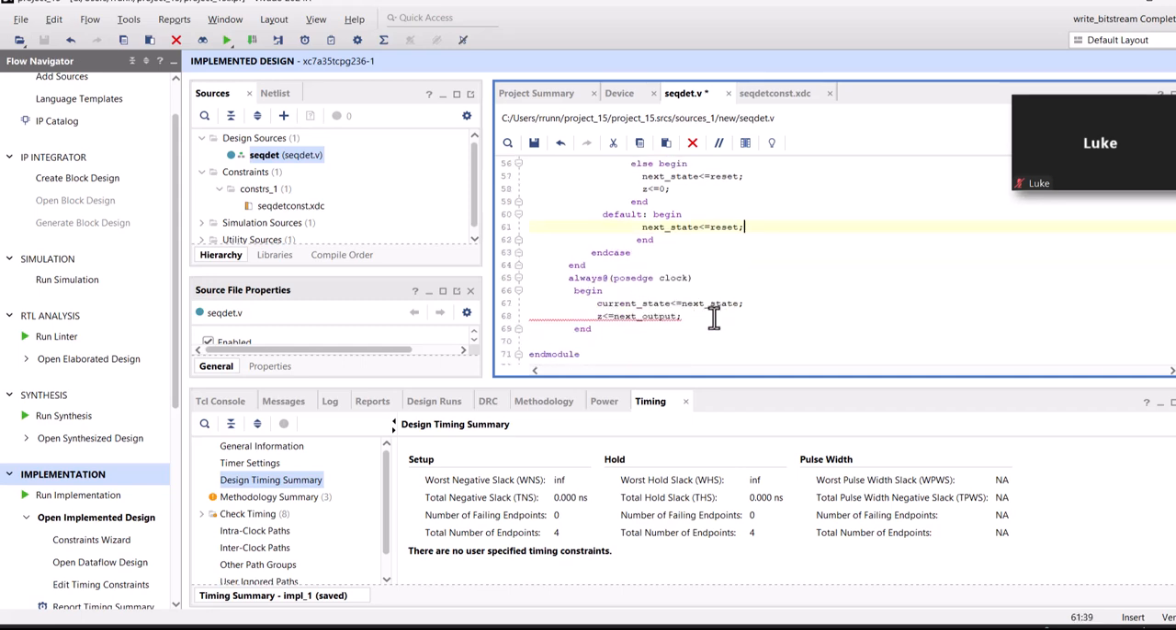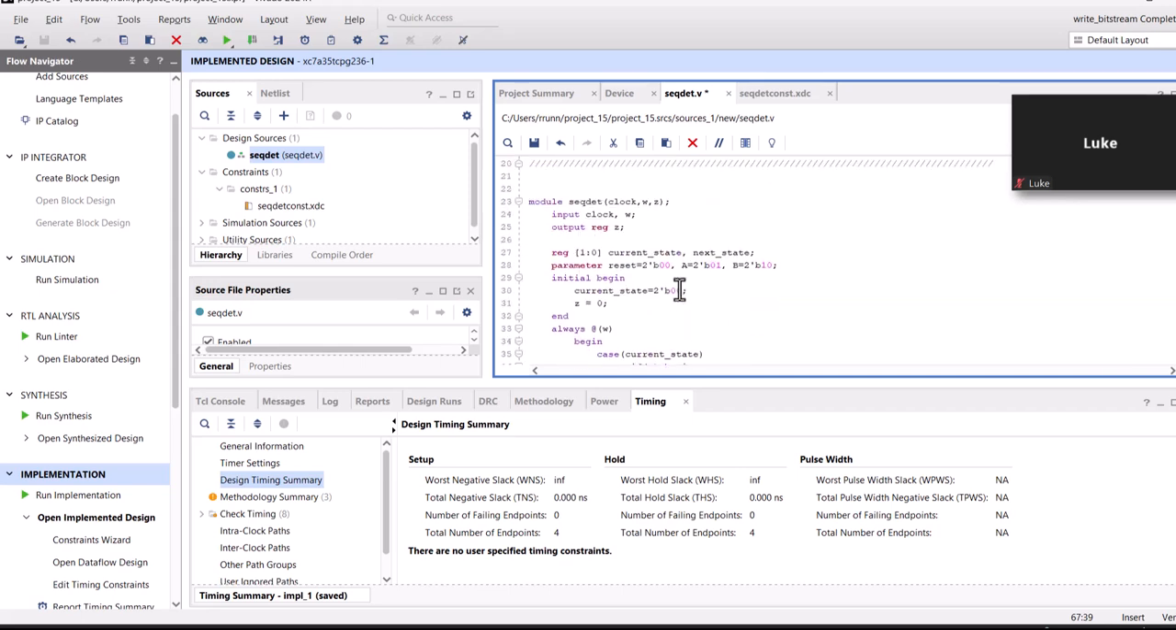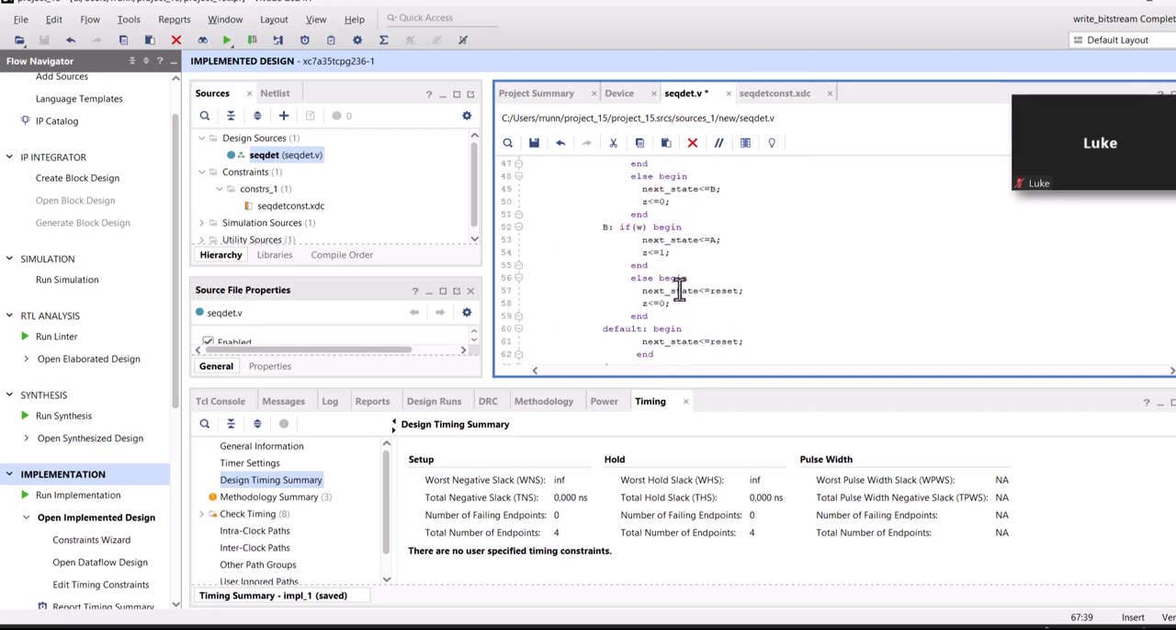And then I have my second always block, which only has my current state becomes my next state. Does that look familiar? And I should have my default. I do have my default. In this default, I should assign something to z, so I'll say z equals 0. Okay, and we're going to see if this works.